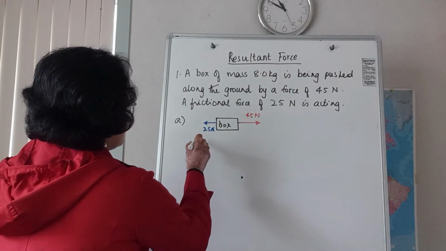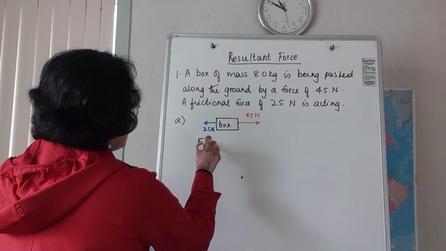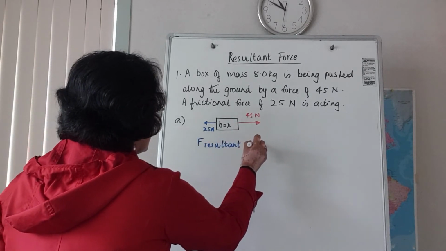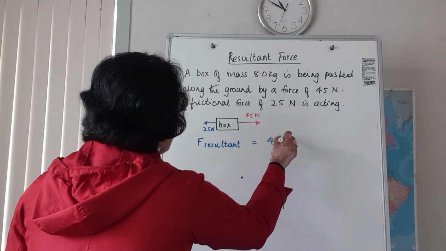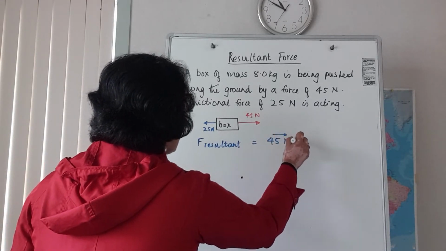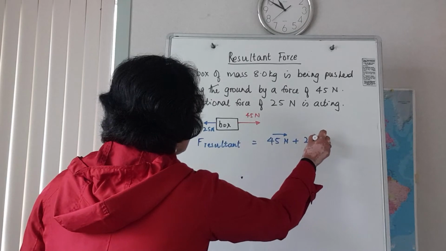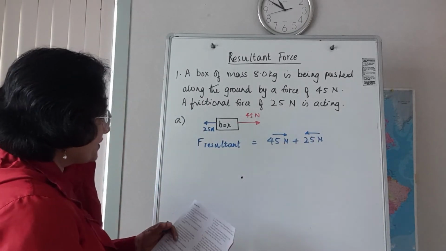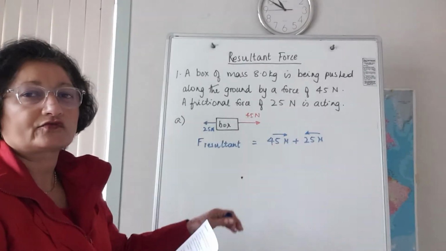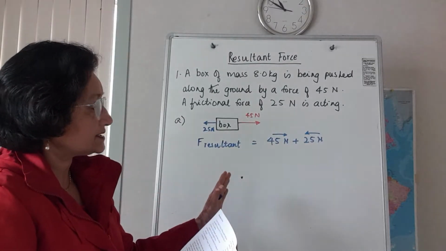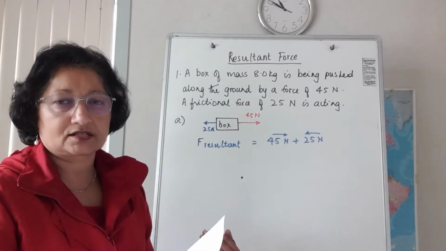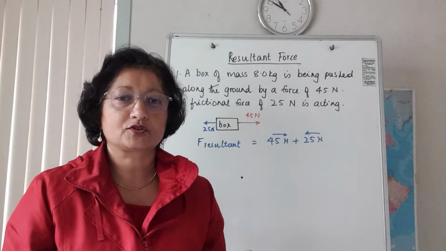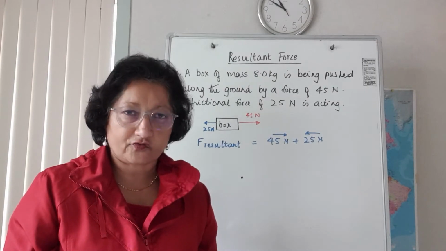And the equation for resultant force is equal to 45 newtons acting that way plus 25 newtons acting the opposite way. Okay, so that's the equation for the resultant force. You add forces, but if they're in opposite directions, what you do is you find their difference and put the direction of the larger force.